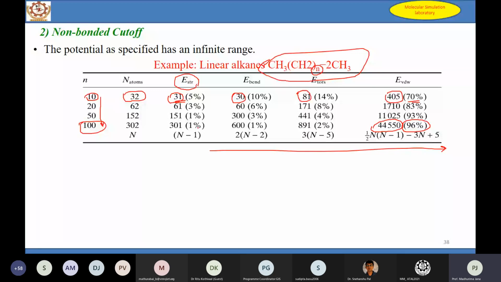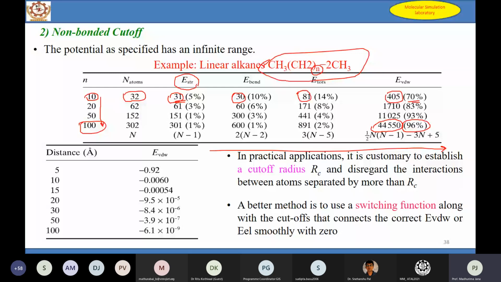So that means van der Waals, which is a non-bonded interaction, is playing an important role, and we have to take care of this. So how do we take care of it? One thing here is that although the contribution of van der Waals interaction is very large when the number of atoms is large, if I change the distance from the central atom, what will happen? Suppose my central atom is here and my simulation box is bigger, like this. One atom is here, one atom there, and I'm talking about the van der Waals interaction. So I'm changing the distance from the central atom.